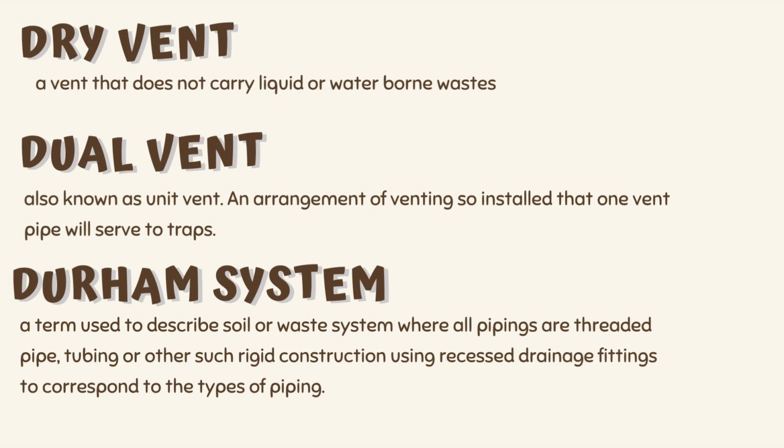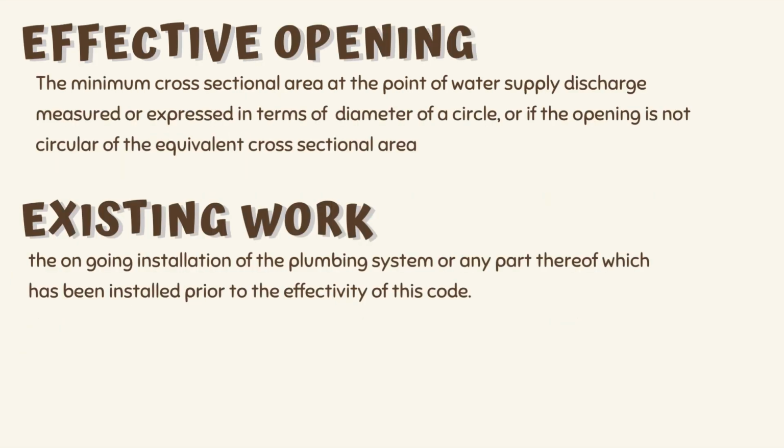Effective opening. The minimum cross-sectional area at the point of water supply discharge measured or expressed in terms of diameter of a circle, or if the opening is not circular, of the equivalent cross-sectional area. Existing work. The term used for the ongoing installation of the plumbing system or any part thereof which has been installed prior to the effectivity of this code.